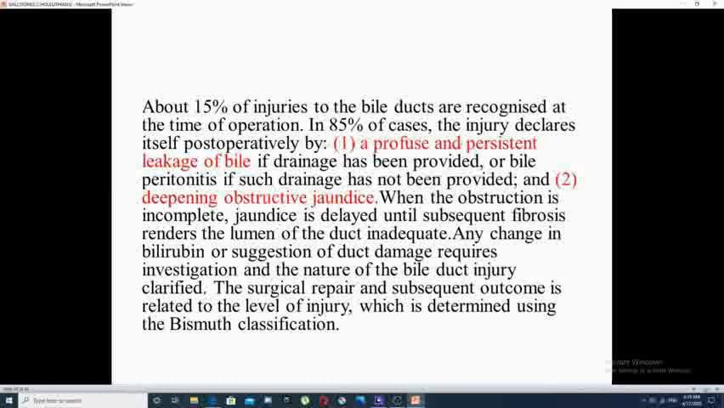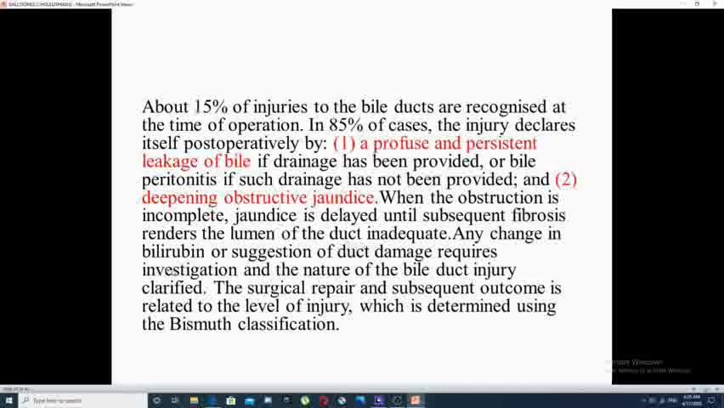In 85% of cases, the injury declares itself postoperatively in the form of a persistent leak of bile if a drain had been provided, or biliary peritonitis if such a drain is not provided, or obstructive jaundice, which is usually deepening, severe obstructive jaundice. When the obstruction is incomplete, jaundice is delayed until subsequent fibrosis renders the lumen of the duct stenotic.